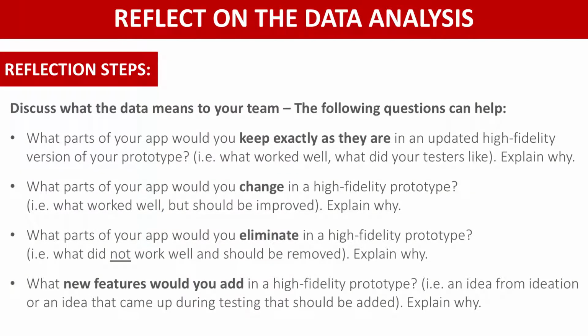Take a look at these questions. Number 1, what parts of your app would you keep exactly as they are in an updated high-fidelity version of your prototype? Meaning, what worked really well and what did your testers really like? Always make sure you explain why by supporting your reflection with data from your data analysis. Second, what parts of your app would you change for a high-fidelity prototype? Meaning, what worked well but should be slightly improved the next time around? Again, explain why. Third, was there anything that you should eliminate from your high-fidelity prototype? Meaning, what did not work out well and should just be removed for any future version of the app?